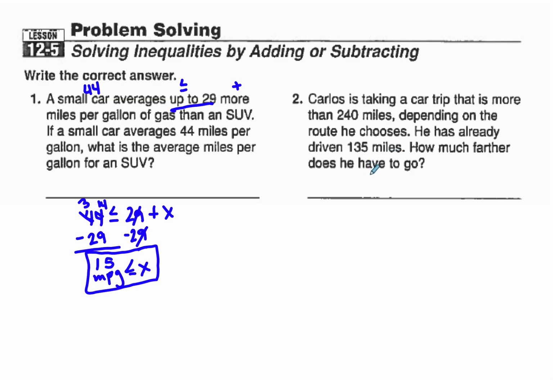All right, let's take a look at number 2. Carlos is taking a car trip that is more than, here's our keyword, 240 miles, depending on the route he chooses. He has already driven 135 miles. How much farther does he have to go? All right, so we know the trip is more than 240 miles. More than is greater than. He's already driven 135, so he's driven 135 miles. He has x amount to go. And all that together is going to be more than 240. All right, so we have addition. We need to cancel it out with subtraction.